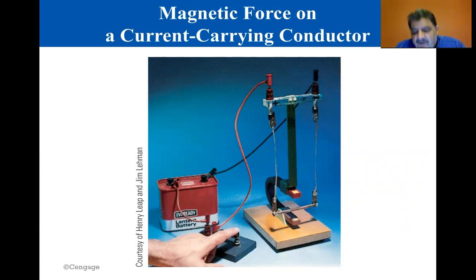The figure here demonstrates the force on a current carrying conductor in an external magnetic field. You can see they have a little horseshoe magnet, and when you apply the current, the bar swings toward the magnet after the switch is closed.